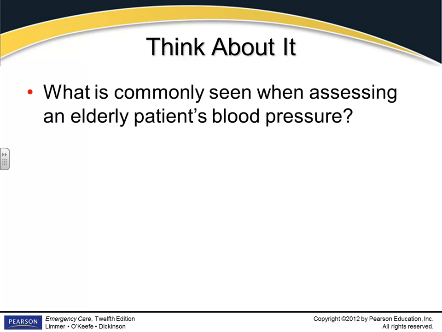What is commonly seen when assessing an elderly patient's blood pressure? They may be hypotensive. They may also be hypertensive. What about pulse? Very commonly, it's irregular. So just because you have an irregular pulse, that doesn't mean anything's wrong with you. A lot of our elderly patients have atrial fibrillation, AFib. So if you find that a patient has an irregular heartbeat, one of the things you want to know about it is, is it acute or is it chronic? Atrial fibrillation.